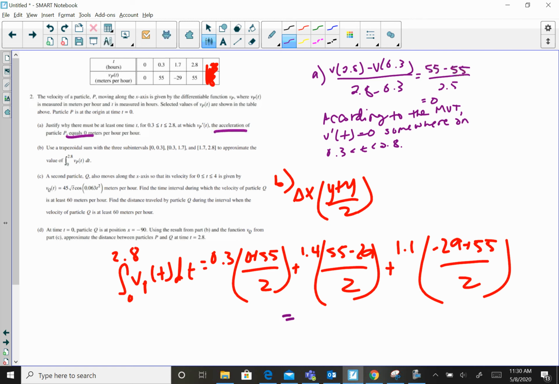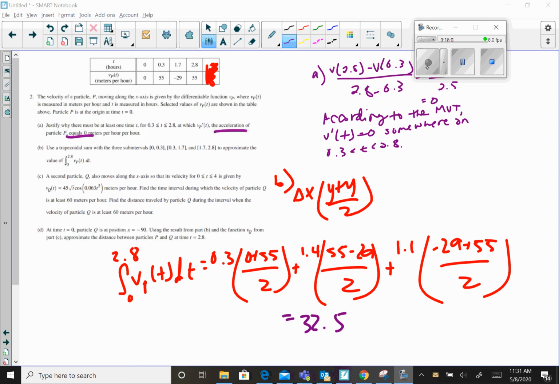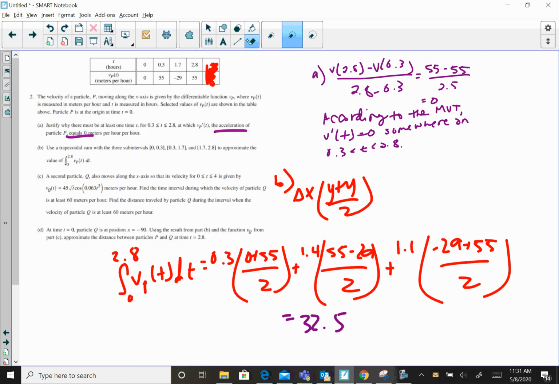55 divided by 2 times 0.3 plus 1.4 times 55 minus 29 divided by 2 plus, open parentheses, 1.1 times negative 29 plus 55 divided by 2. We get 32.5. All right, I missed a parenthesis when I was typing, so my answer is not correct, which is why it's always good to do it twice. And then if you get two different answers, do it a third time and go with that one.